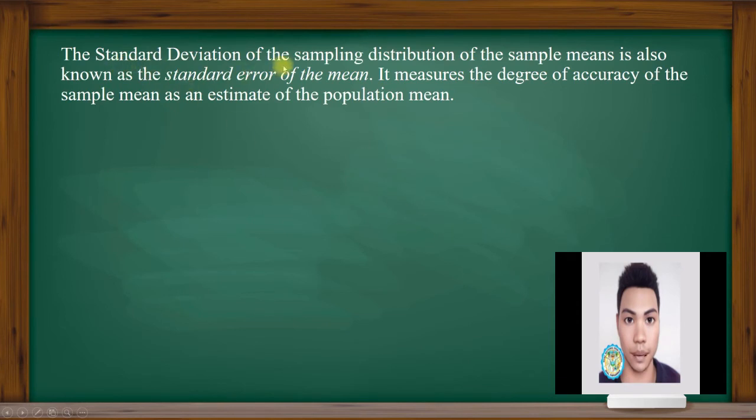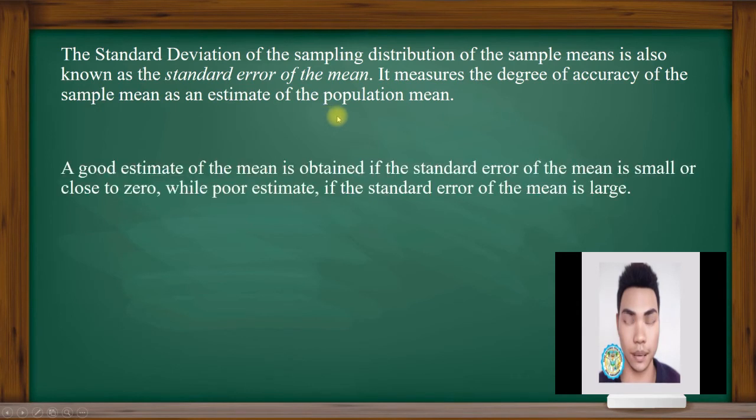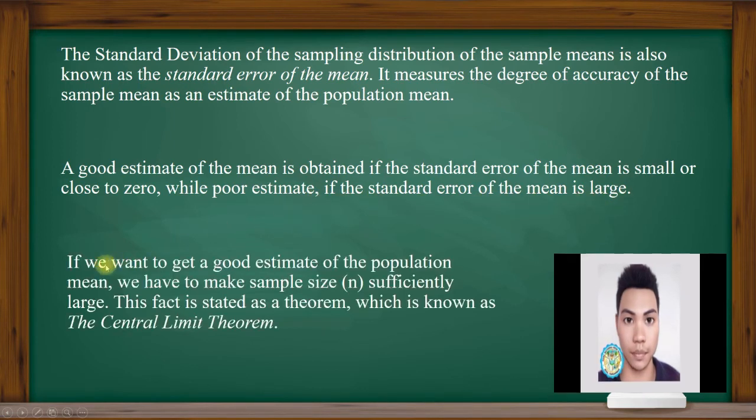So the standard deviation of the sampling distribution of the sample means is also known as the standard error of the mean. It measures the degree of accuracy of the sample mean as an estimate of the population mean. A good estimate of the mean is obtained if the standard error of the mean is small or close to 0, while it is a poor estimate if the standard error of the mean is large. If we want to get a good estimate of the population mean, we have to make the sample size n sufficiently large.